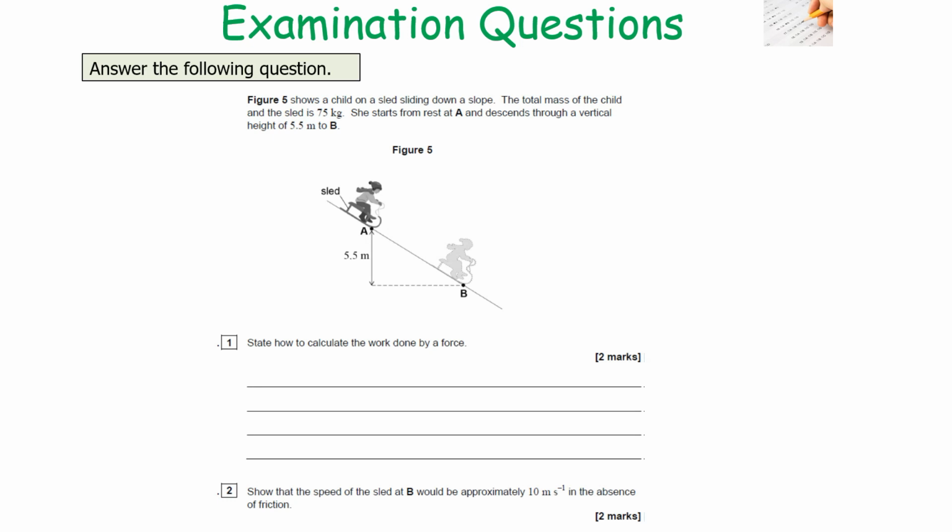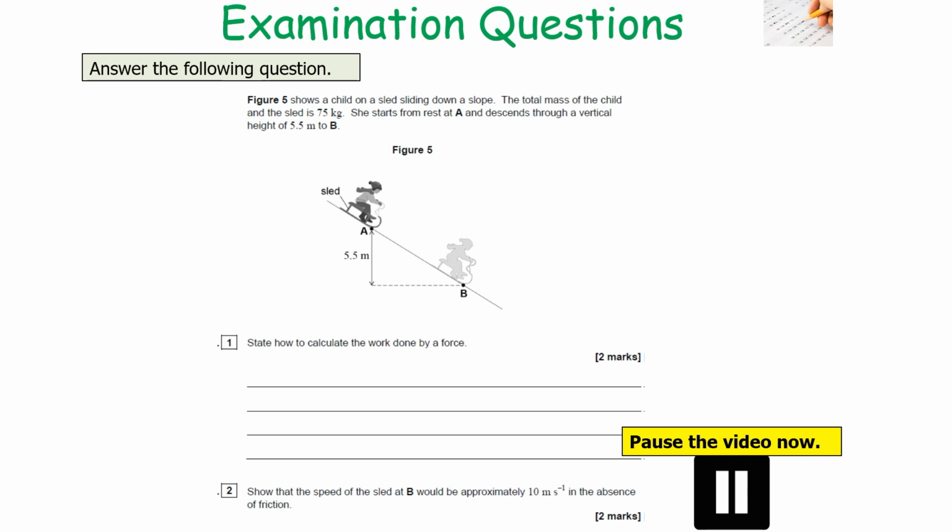Let's have a look at the next question. Figure 5 shows a child on a sled sliding down a slope. The total mass of the child on the sled is 75 kilograms. She starts at rest at A and descends a vertical height of 5.5 meters to B. First, state how to calculate the work done by a force, then show that the speed of the sled at B would be approximately 10 meters per second in the absence of friction. So pause the video now, then unpause the video when you want to go through your answer.